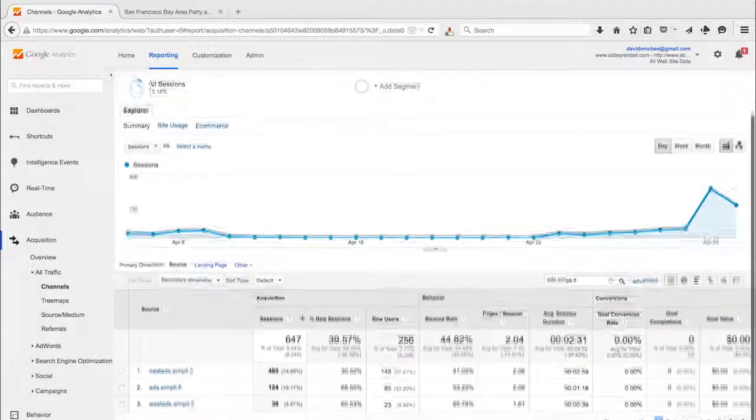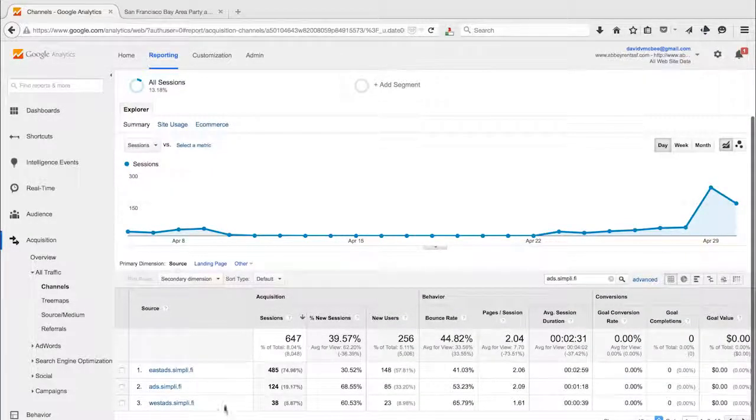Okay, now we can see exactly how many sessions resulted from the targeted display ads. You can see that we got 647 sessions. These were the small percentage of folks who actually clicked on the ads. You know, the 8% of people who are responsible for 85% of display ad clicks.